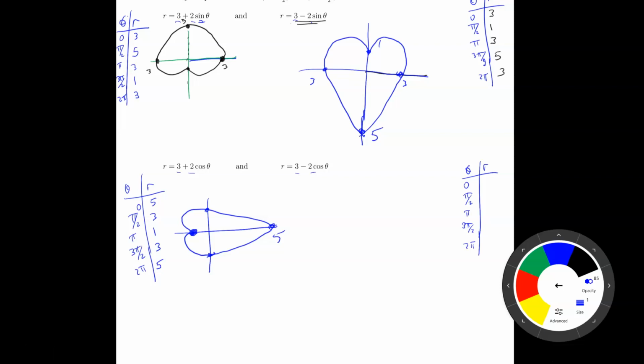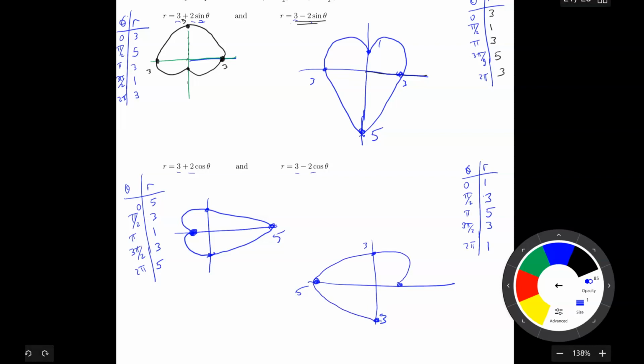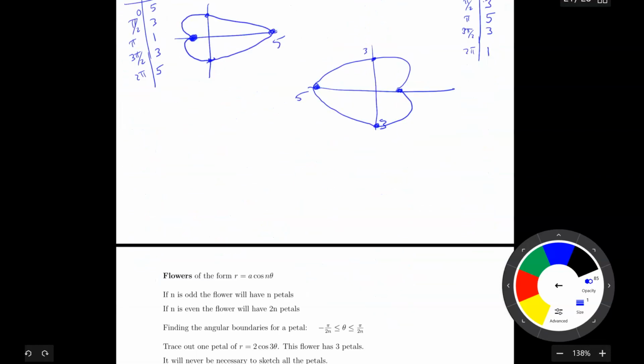I must do this last one. So I would get 1 and 3, and this would give me 5, 3, and 1 again. Okay, so 1, 3, way back here at 5, and then here at 3. Well, maybe I'll make it big down here with 3. And so I'm expecting a heart-like shape, right? So it's going to be like that. Again, the dent does not go into the origin. Okay, so those are limacons.